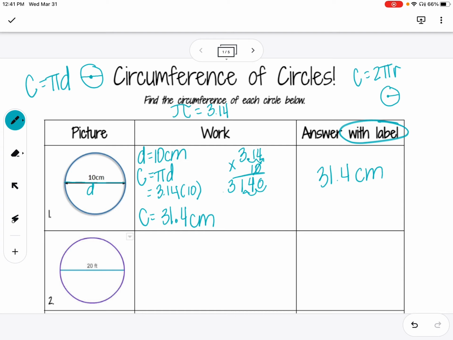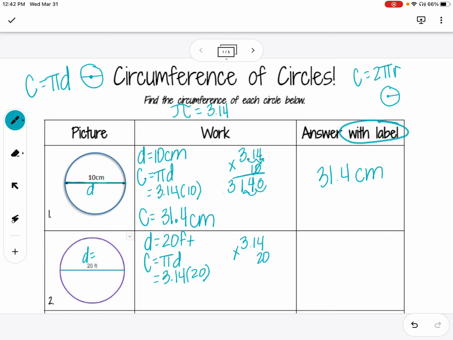All right, so hopefully you were able to pause your video and you were able to use the same process that we did in number 1 to work on number 2. On question number 2, you are also given a diameter. So my diameter is 20 feet. I'm going to write down that very important piece of information. The formula that I need is circumference equals pi times diameter. Again, pi is 3.14, and my diameter this time is 20.